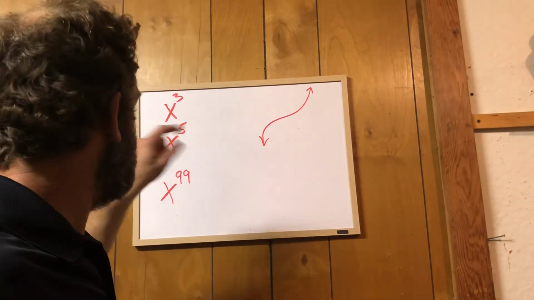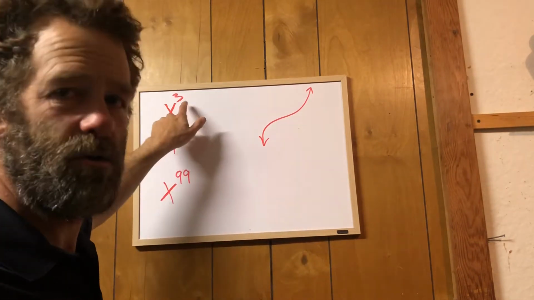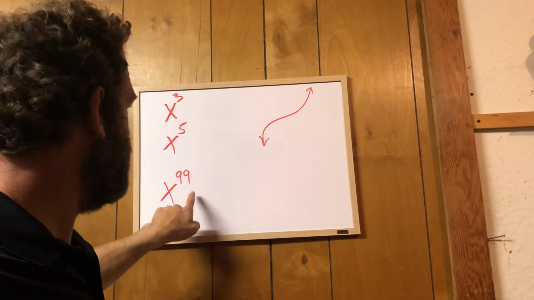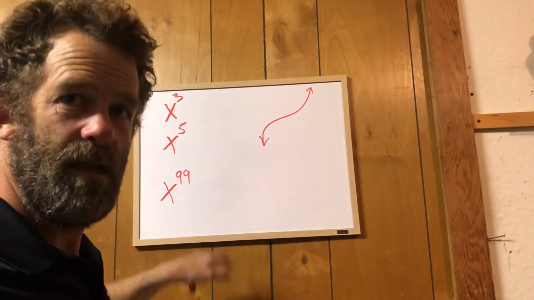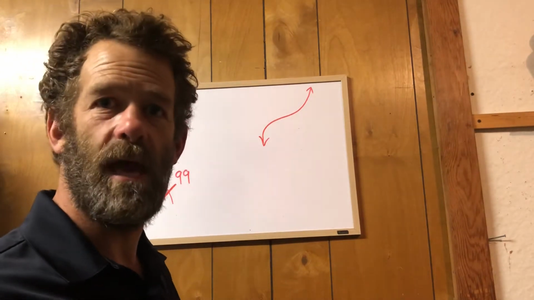Now, I'm going to start off with something very simple. What I want you guys to do is try and graph on your graphing calculator x to the third, x to the fifth, and x to the 99th. Look at the different graphs right now. So pause it, go ahead and try that.